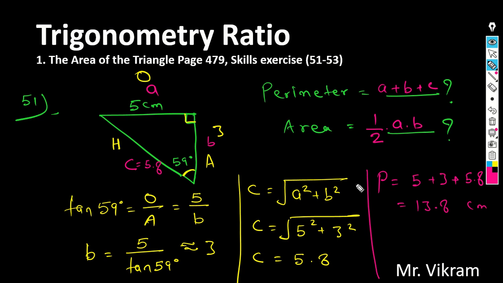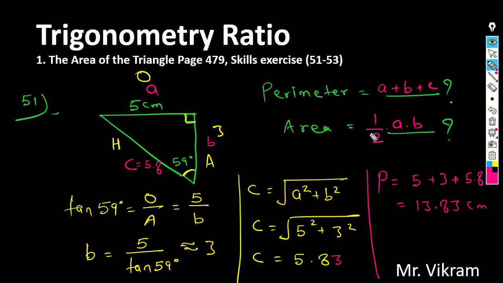Okay, also it has asked us for the nearest hundredth. So if you would have solved the square root of 5 square plus 3 square, we got 5.83. So let me take 5.83 here. So that will give you 13.83 because it has asked for nearest hundredth.